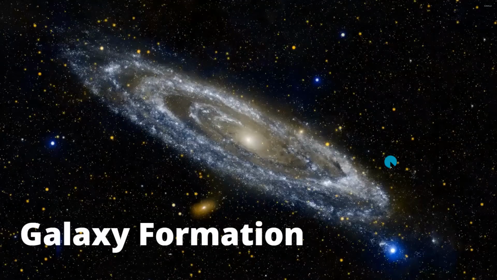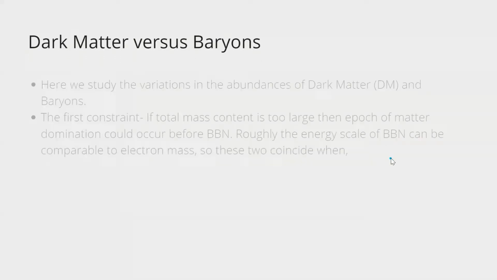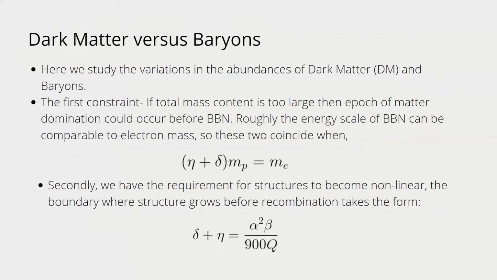So that was for the cosmological constant problem. Now I move on to the galaxy formation. Yeah, next slide. Here we have again adopted the same method: first we clarify the parameters to be varied, which are dark matter and baryons, and then we study its variation. So the parameters are the dark matter parameter delta and the baryon to photon ratio eta. So here also we have a couple of constraints.